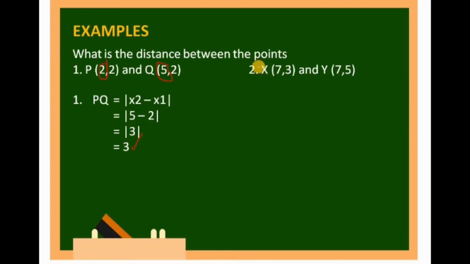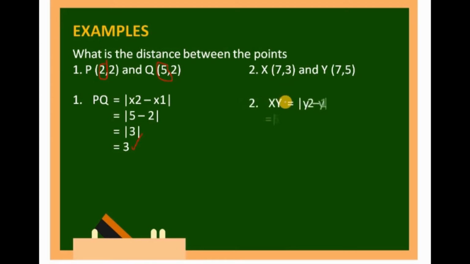Here, let's see the second one. Here x is represented by (7, 3) and y by (7, 5). Here you can observe that the x coordinates are the same, that is 7. So it is parallel to the y-axis. If they are parallel to the y-axis, what is the formula? Yes, it is y2 minus y1.